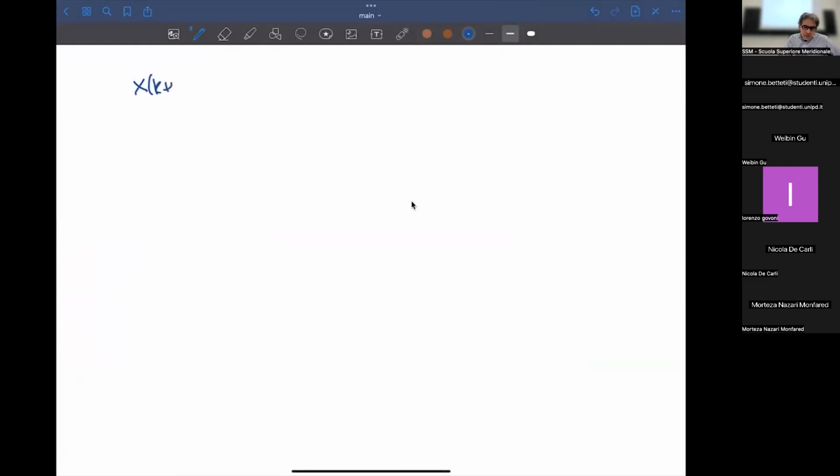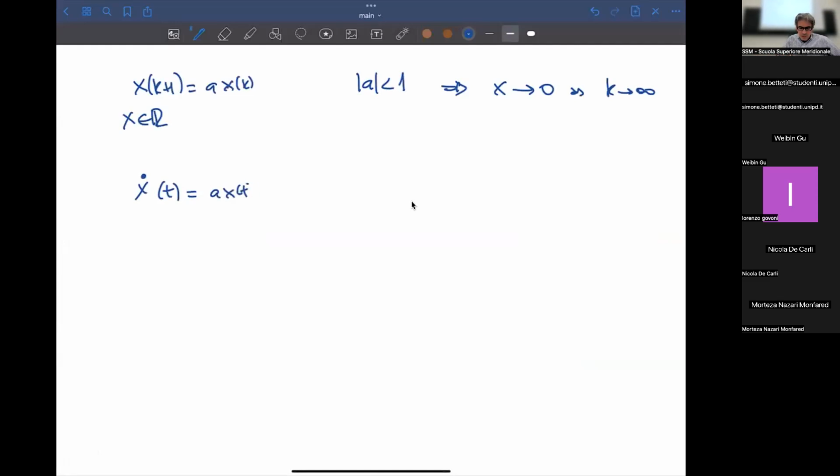In discrete time, when I have x_{k+1} equal to a x_k, and x is real, it's just a scalar number. Then a less than 1 in absolute value implies that x goes to 0 as k goes to infinity, right? I will use the letter k for discrete time and t for continuous time. In continuous time, x dot equal to a x of t. Then what do I need in order for x to go to 0 as t goes to plus infinity? I need a less than 0. And notice that here I took the absolute value and here I did not. So I need an operation that captures the fact that something can be negative.